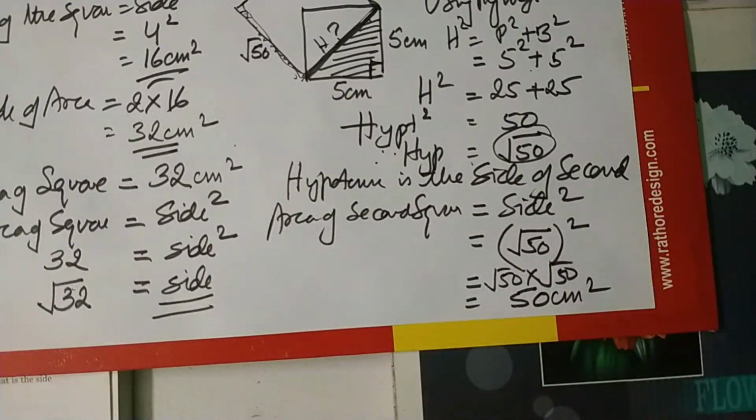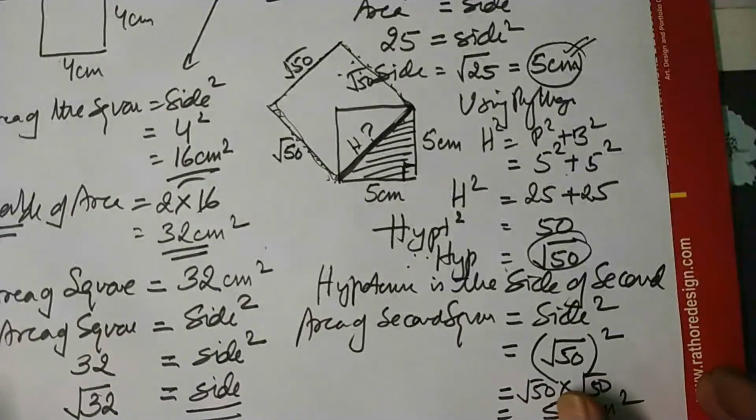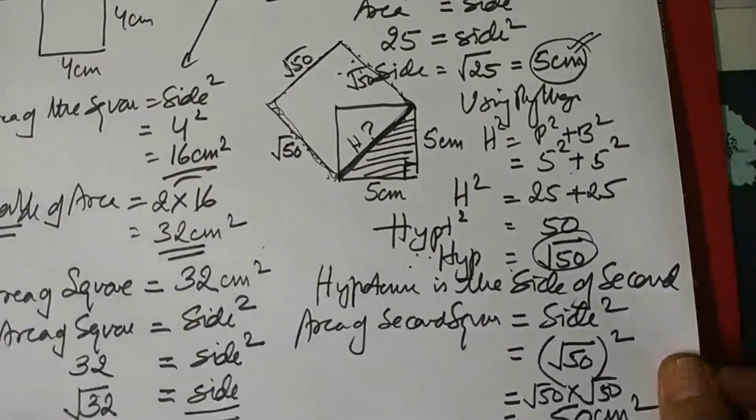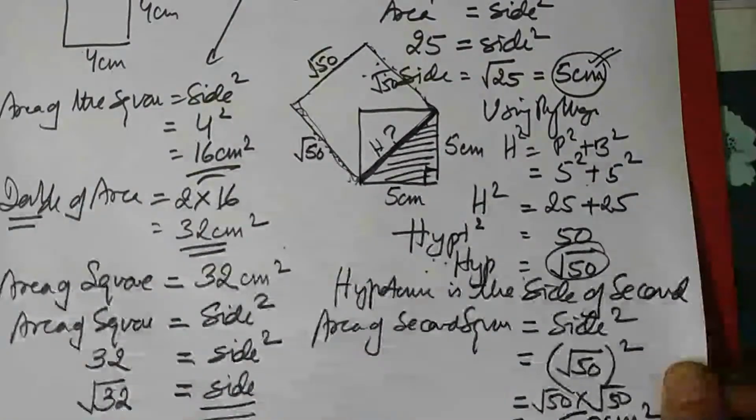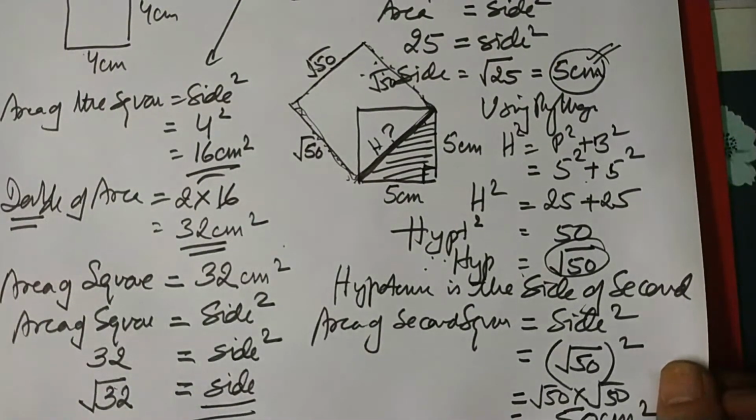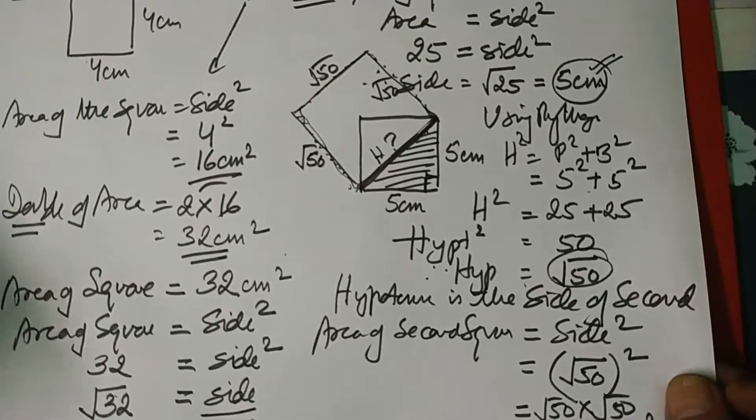Now the questions which are given in the book appear to be complicated, but they are not. You have to understand how the question is set, because there is only the relation of Pythagoras theorem. You have to only use Pythagoras theorem and apply it. Now let's see question number 5.